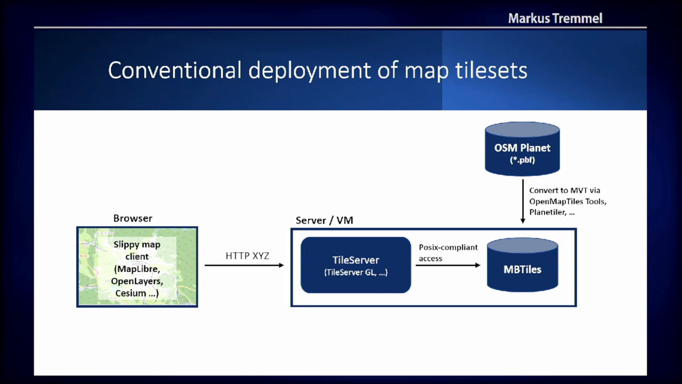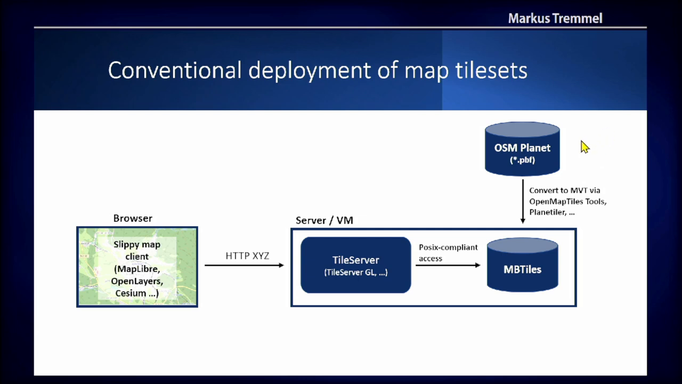Let me start by giving you a quick overview of the conventional way of deploying global scale map tile sets on a dedicated server or virtual machine, so without the usage of a cloud environment. We're talking about a Mapbox vector tile planet, and you want to deploy this planet to a slippy map client, like MapLibre, OpenLayers, or Cesium. The first step is to download the planet from a mirror, which is about 65 gigabytes of data, but this planet is unstructured. There are no zoom levels or overviews, and no cartographic generalization.